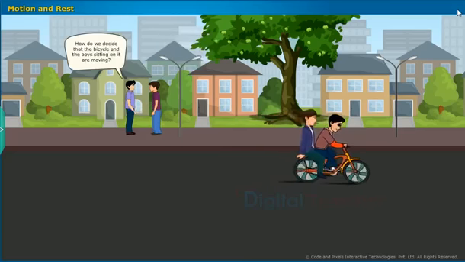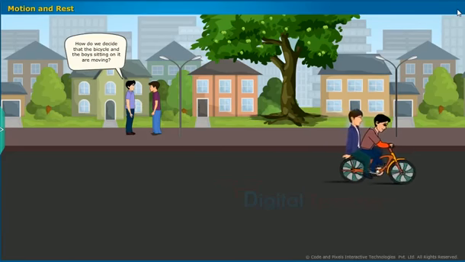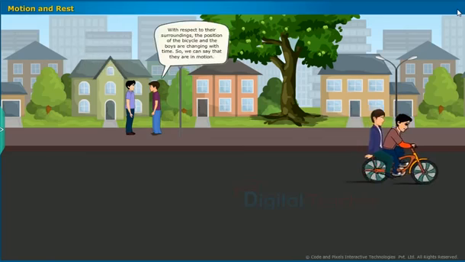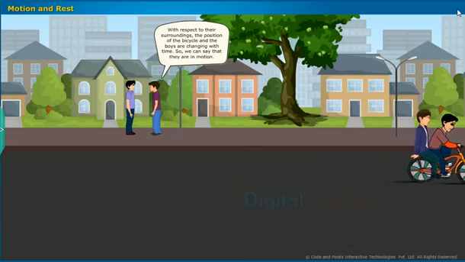How do we decide that the bicycle and the boys sitting on it are moving? With respect to their surroundings, the position of the bicycle and the boys are changing with time. So, we can say that they are in motion.